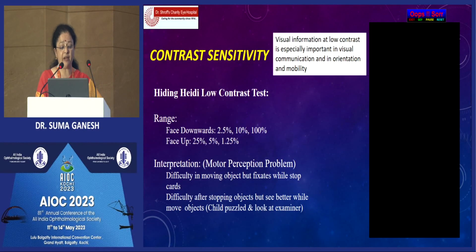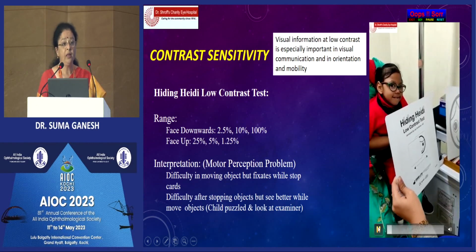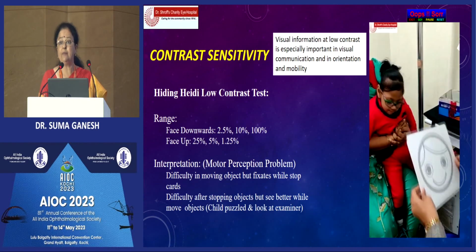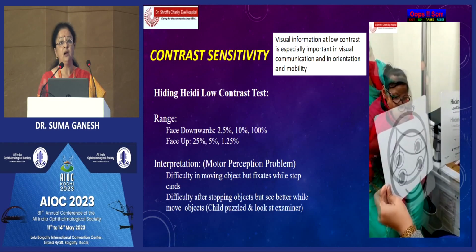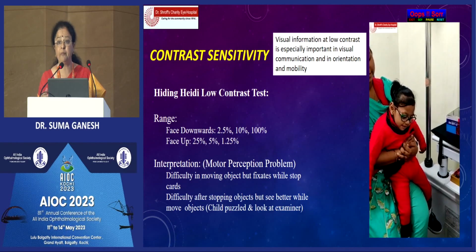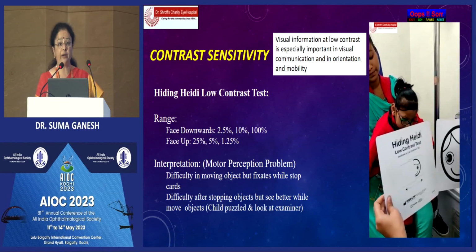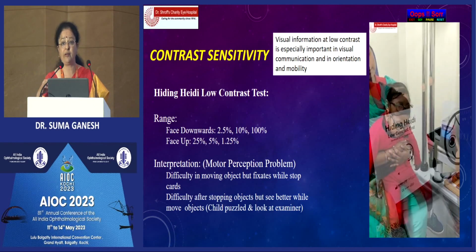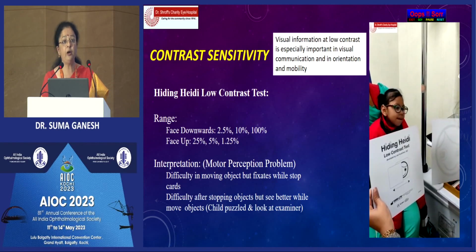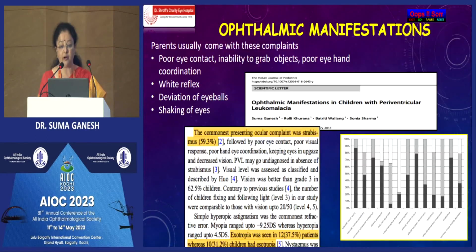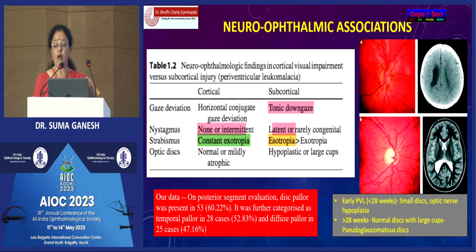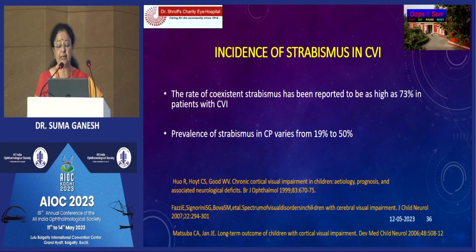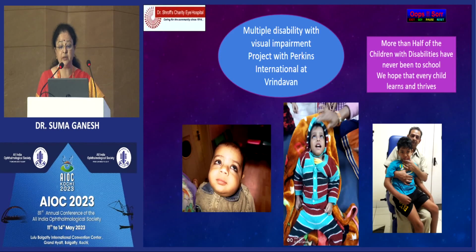The contrast sensitivity test is also very important. This is our Hiding Heidi test. It helps us know whether there is 5%, 10% loss or 100% loss. This is important to tell the parent, because in rehabilitation we need to improve the contrast. Maybe the child is not able to see clearly because of the poor contrast. So neuro-ophthalmic manifestations have been covered nicely, and there will be a talk on strabismus and CVI.